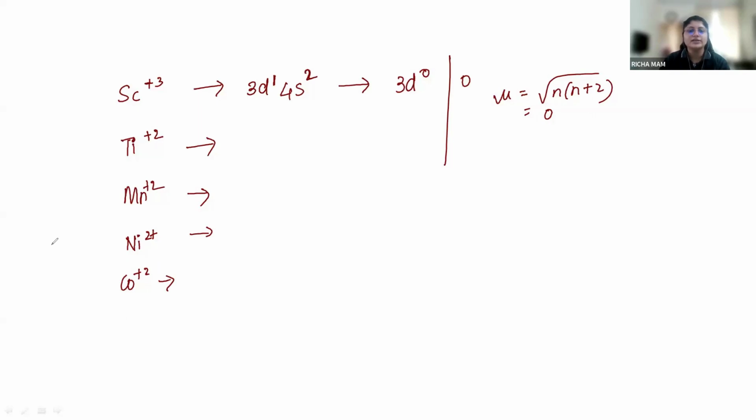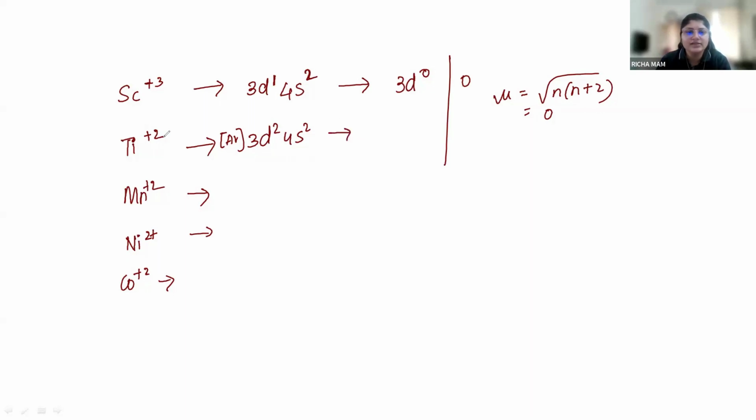Yes, titanium. What is the electronic configuration for titanium? It is 3d2 4s2. That is argon 3d2 4s2. We are interested in the outermost electrons, so we'll take this 3d2 4s2.